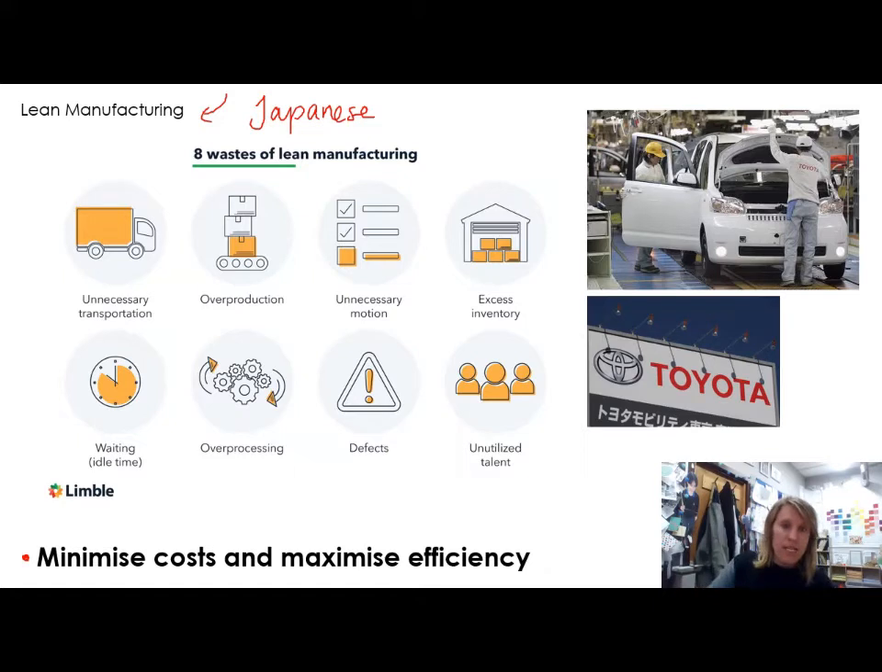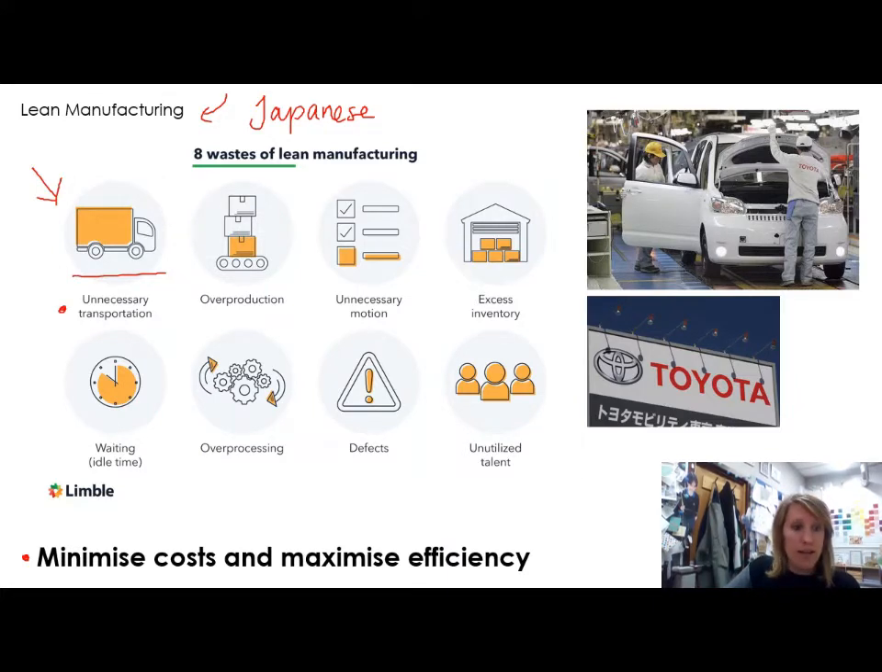So there's lots of different things that they can look at, and Toyota, a Japanese car manufacturer, use lean manufacturing a lot. And what they do is they look at lots of different ways that things are wasted in the manufacturing process. So it could be that there is unnecessary transportation. That could be transportation around the factory. That could be transportation of parts across the country. Can they manufacture those in-house?